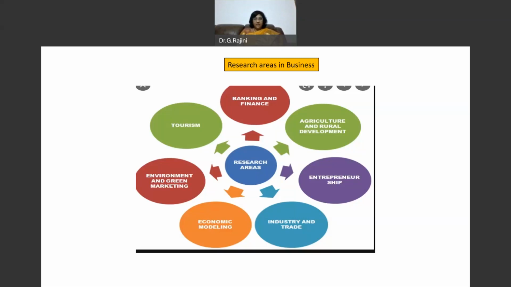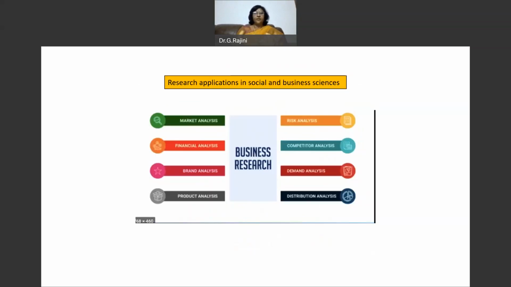And about the functional areas in management, be it human resources, marketing, finance, or operations, which is a combination of production and services, or systems, in all the functional areas of management, research is pervasive.